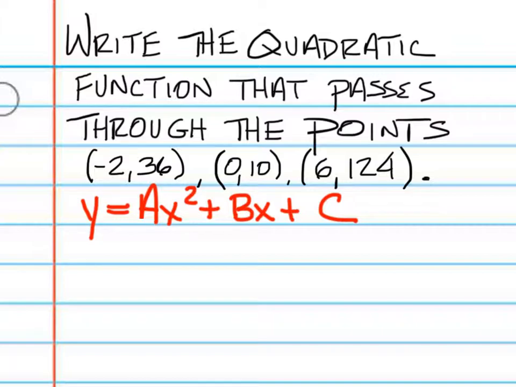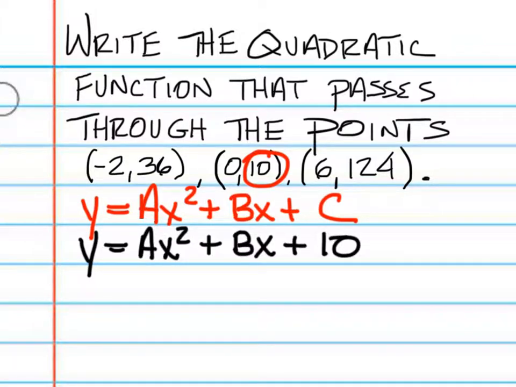Which one of those is the y-intercept? C, but which one of those points? 0, 10, yes. It's going to be 0, 10. Okay, from that we can get that 10 out of it, and we can now write this. Y equals ax squared plus bx plus 10. If it crosses at positive 10, then you're going to have a positive 10 at the end of your function.